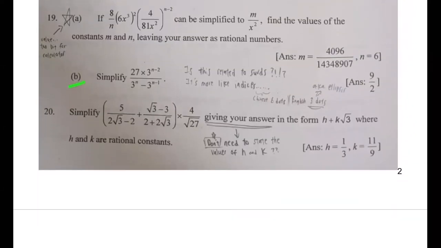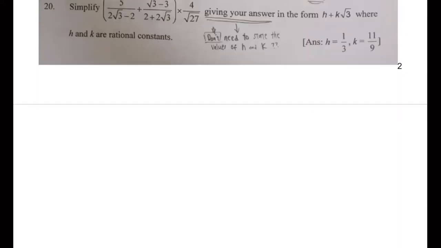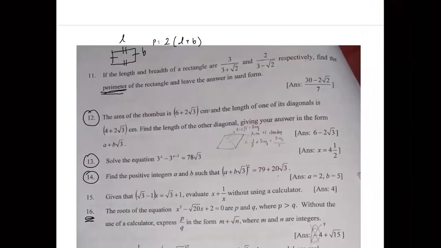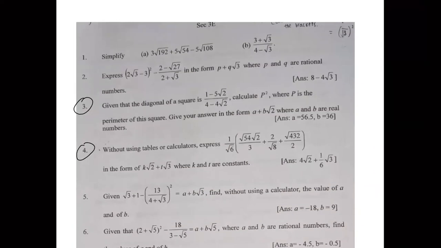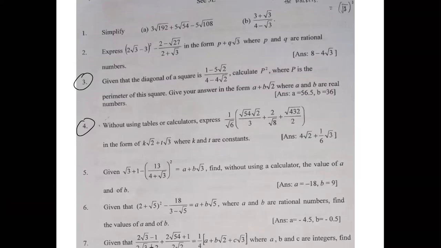Question 20. I think you can do it. Okay, that's all. Okay, good. Then let me start. Okay, the rest are all quite standard. This is homework 2. It will also be part of your homework.